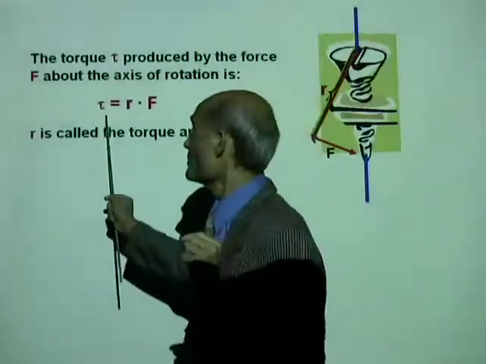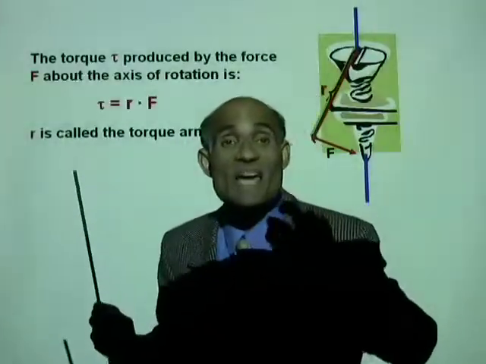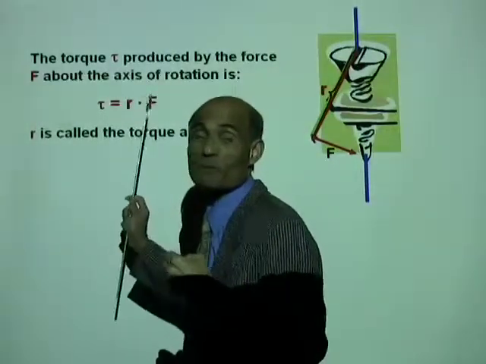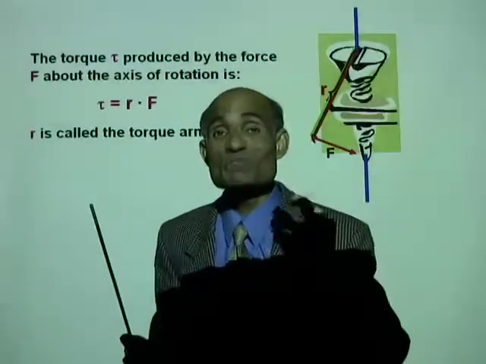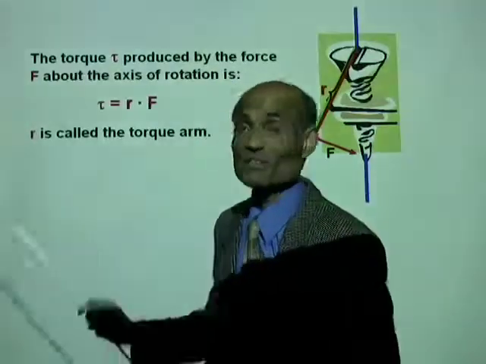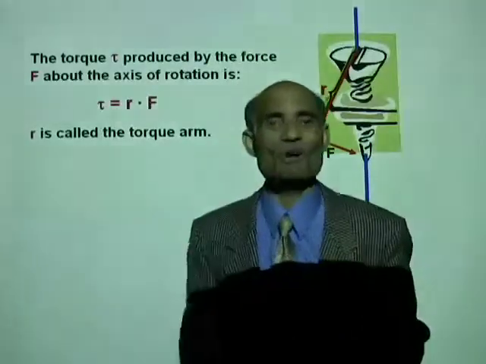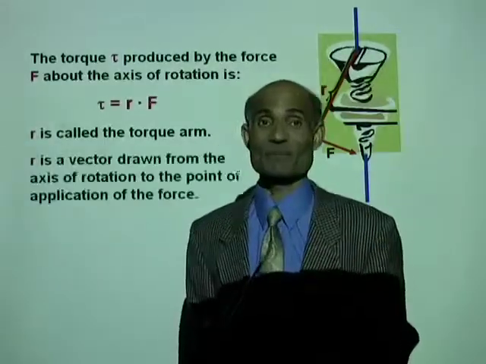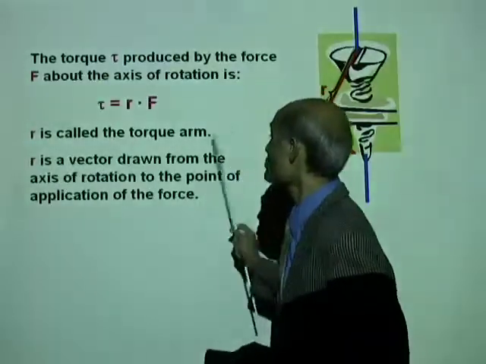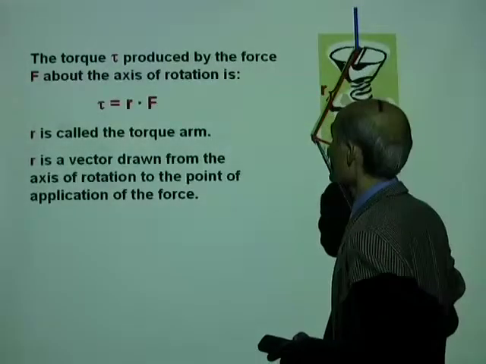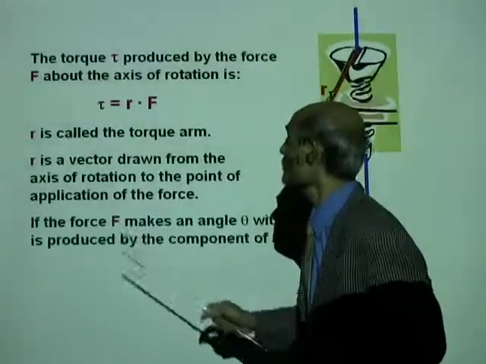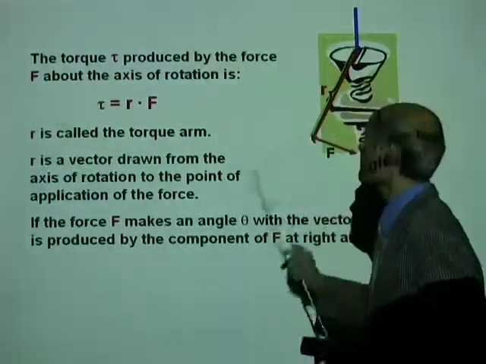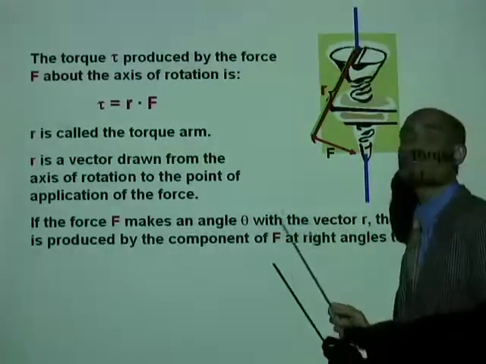But the torque of a force is a vector. So the vector r multiplied by vector F is the torque, which is a vector. So this is called the vector product of two vectors, or sometimes called the cross product. Now, so r is a vector drawn from the axis of rotation, and F is also a vector. What happens if the force F makes an angle theta with the vector r?